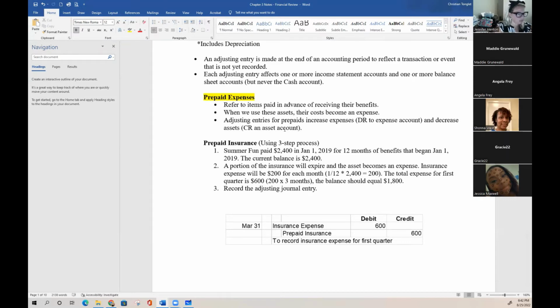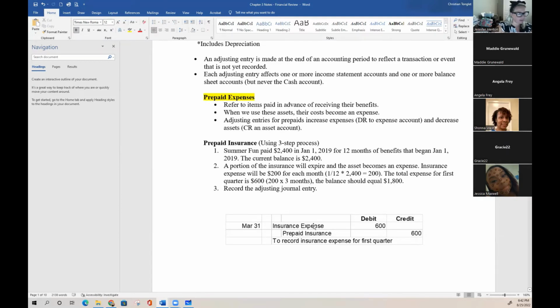So it says a portion of the insurance will expire and the asset becomes an expense. Insurance expense will be $200 each month. So we take it and we divide it by 12, and then we get the $200. So a total expense for the first quarter, so remember the quarter is 3 months, we just take the 200 times 3, we get $600. The balance should equal $1,800. So after I make my adjustment, I need to reduce that $2,400. Well, if you know that an asset account normally carries a debit balance, then you know you have to do a credit to reduce it, because it's sitting at $2,400 and I want to reduce it, so I have to do a credit. So here's my entry.